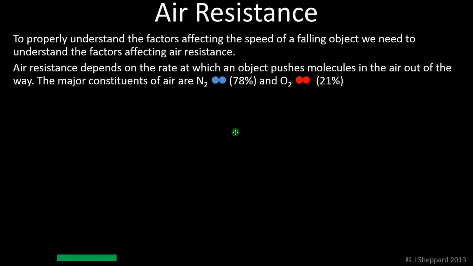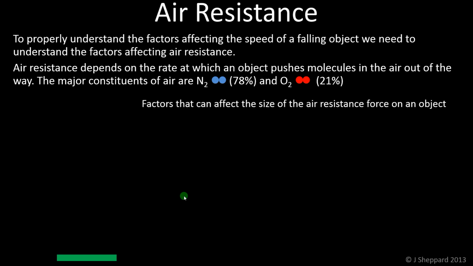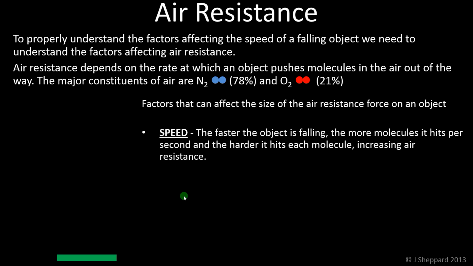Now because the object has to push the molecules down to knock them out of the way, the molecules will in turn push the object up, and that's what creates this air resistance force. So all of the factors that affect the air resistance force can be explained in terms of how fast the object knocks molecules out of the way. So, first one, speed. The faster an object is falling, the more molecules it hits per second. And also, because it's moving faster, it hits them harder as well. So there's two things that mean that the faster you're moving, the more air resistance you experience.